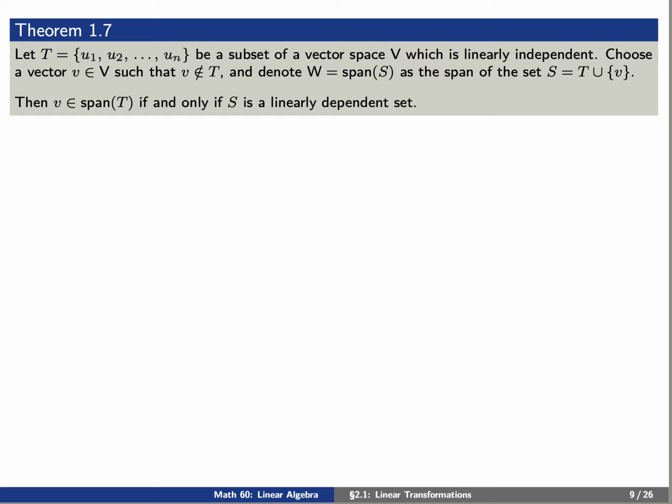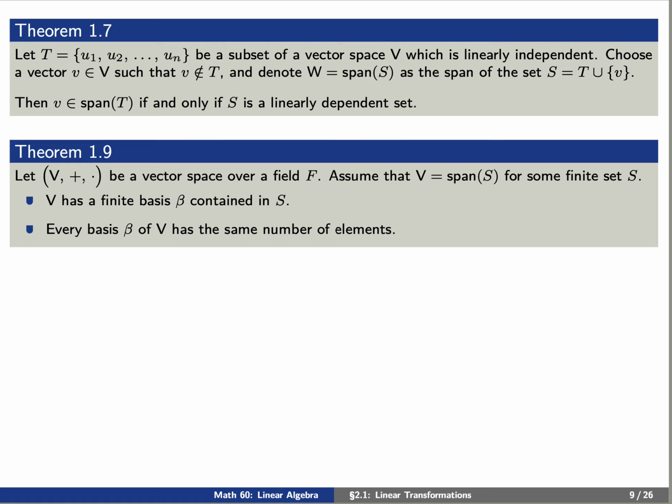Let's say that V is a vector space and let T be a finite subset of vectors. Let's choose a vector lowercase v that is not in T, and let's let S be T union with this vector. We'll say that S is a linearly dependent set if and only if our vector lowercase v is an element of the span of T.